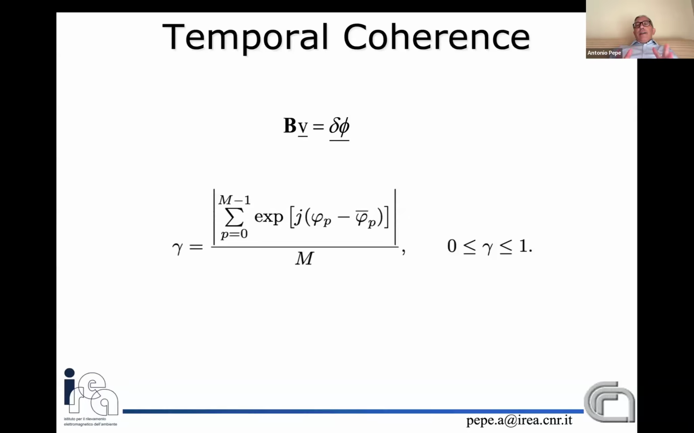If gamma, so if the temporal coherence is 1 or tends to be 1, it means that no phase unwrapping errors were committed, and the reconstruction of the deformation time series was perfect.